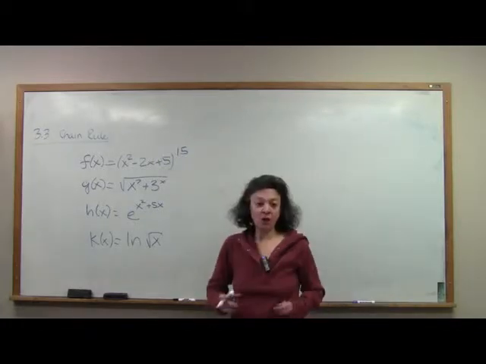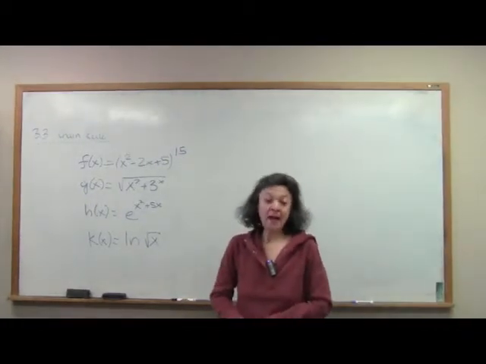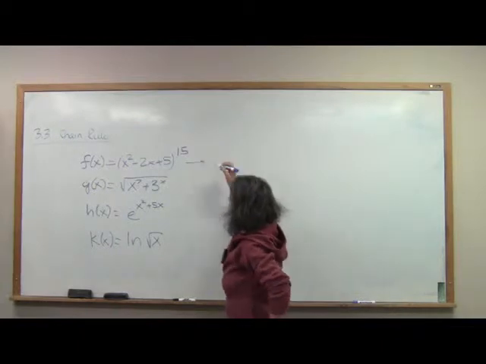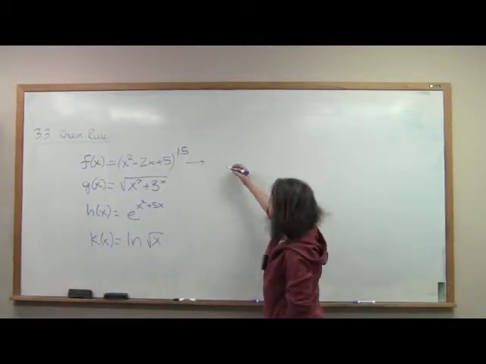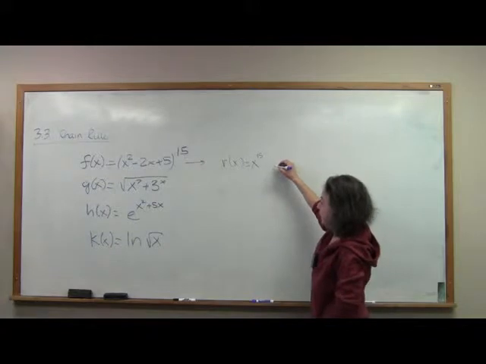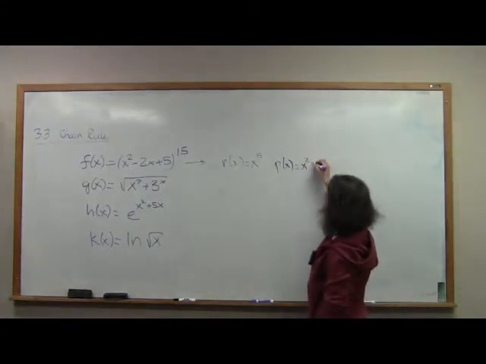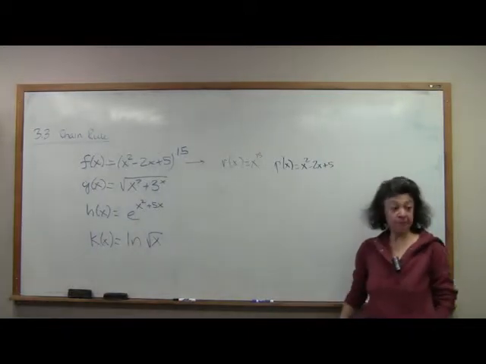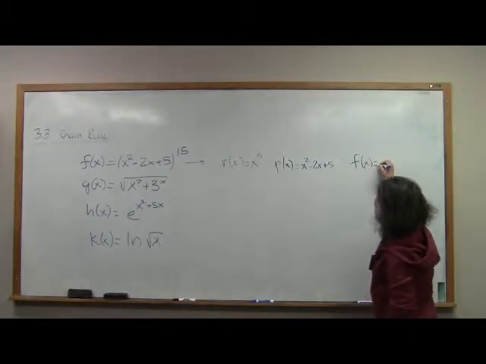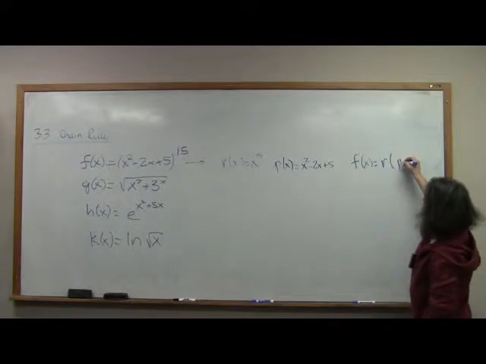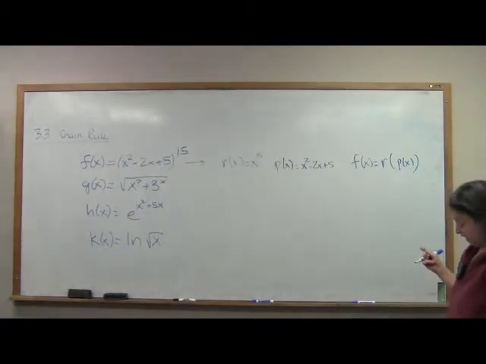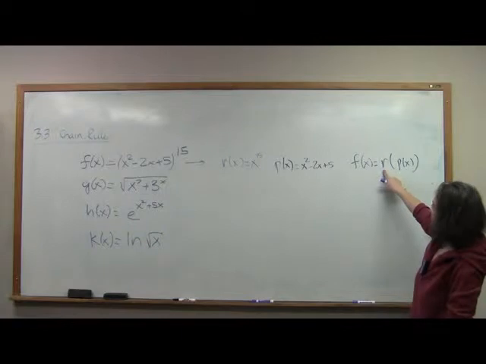Now, one thing that they all have in common, I claim, is that they're all actually the composition of two functions. For example, with this first function, why don't I define r of x to be x to the 15th power and p of x to be x squared minus 2x plus 5. I claim that my function f of x is actually the composition r of p of x. If you don't believe me, that's fine. Check this out. What does it mean to compute r of p of x?